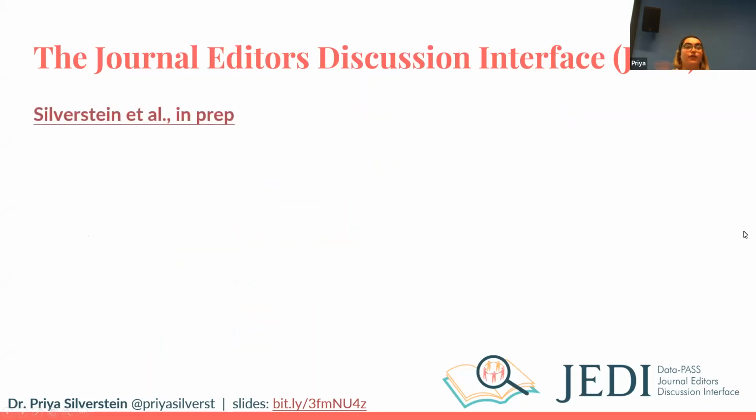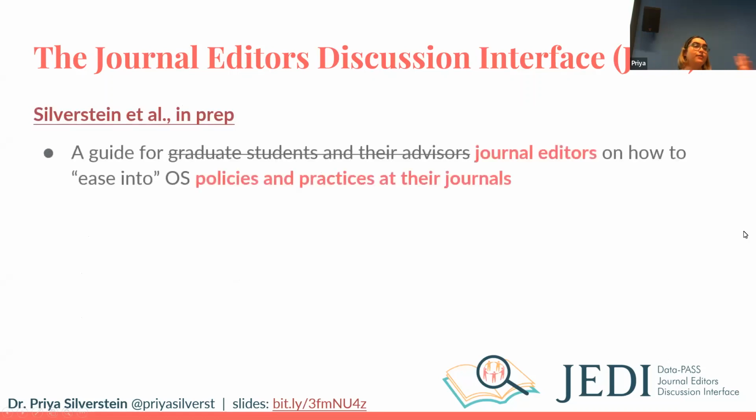Off the back of this, we're also working on a paper. This is basically the guide that I was talking about before that we made for PhD students. We want to do it again, but for journal editors. This time it's not about what they can do as individual researchers to ease into open science, but what they can do to ease into open science policies and practices at their journals instead, using the same format of what, why, how, worries.